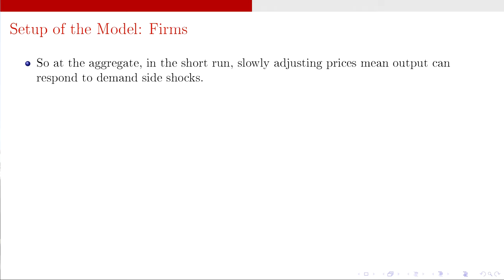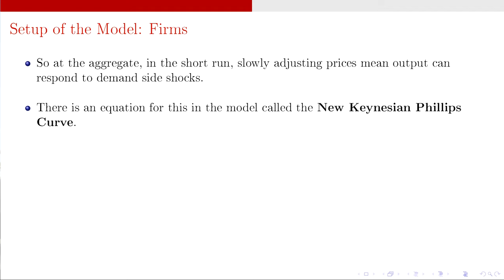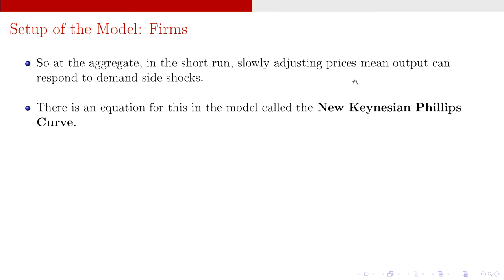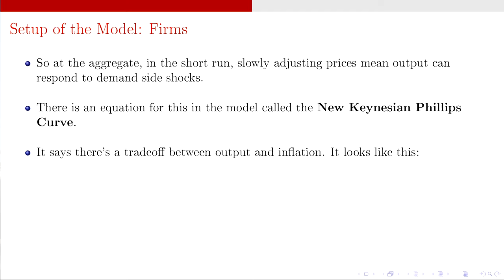So at the aggregate level, in the short run, slowly adjusting prices mean that output can respond to demand-side shocks, whereas it couldn't earlier. Now, there's an equation for this in the model. The New Keynesian Phillips curve is that short-run aggregate supply curve that you see here. This is the New Keynesian Phillips curve where the mouse is going. What this says is that there's a trade-off between output and inflation, and it looks like this.